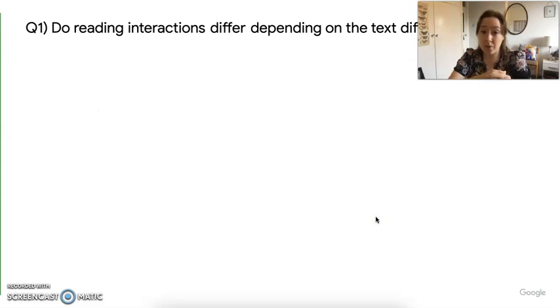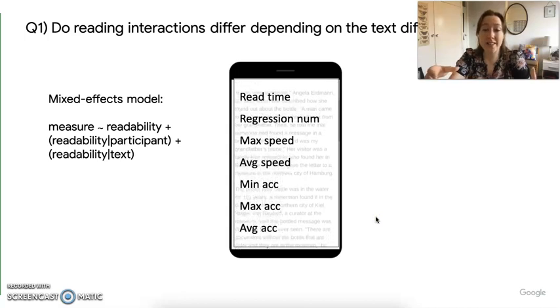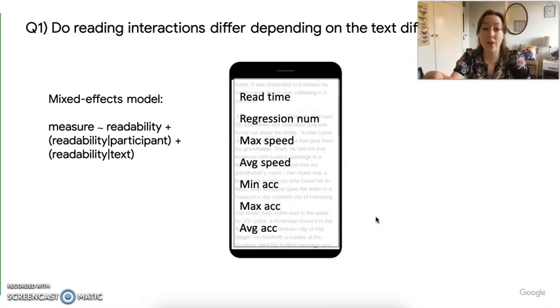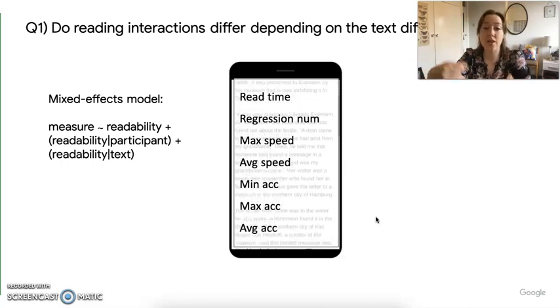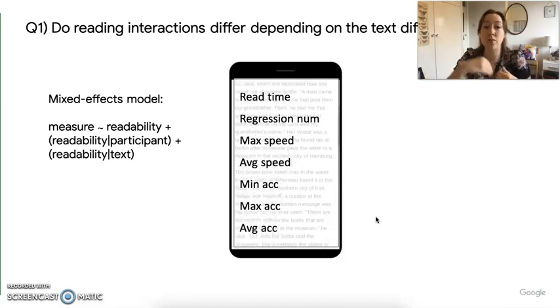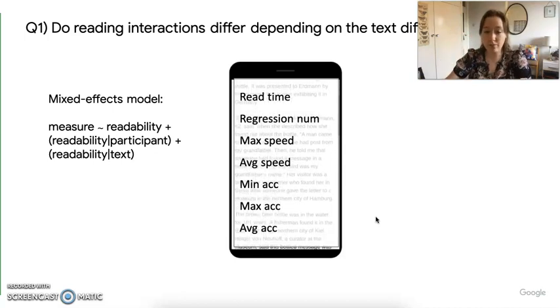And the first question that we wanted to ask is, do reading interactions differ depending on the difficulty of text? And we do this using a mixed effects model. And we find that actually, yes, there are a set of ways that people interact with text that will differ significantly depending on how difficult the text actually is. So some of these are quite intuitive, such as the average speed. So obviously, if a text is more difficult, you're more likely to read it slowly.